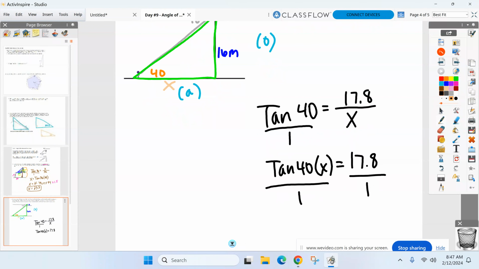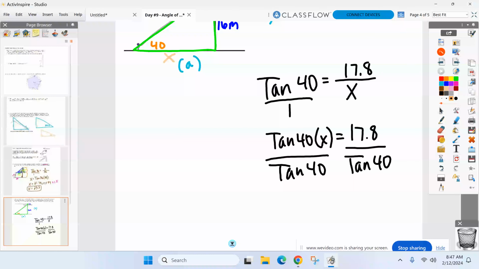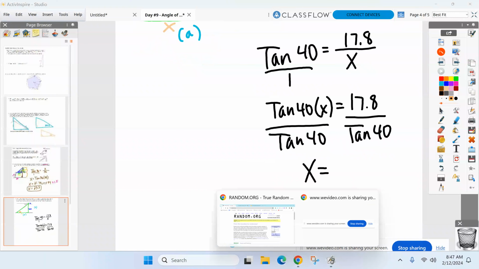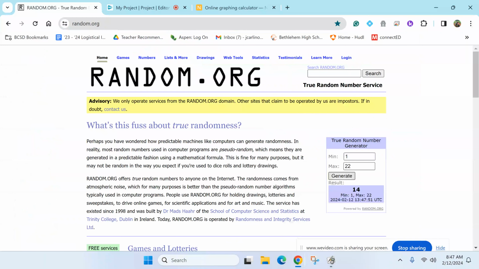Why am I dividing by 1? If you use the 50, you should get the same answer here. We're going to the nearest 10th again. All right, when you get there, let me know. To the nearest 10th, how far away is this friend? Stephanie? 21.2. Yep, 21.2.